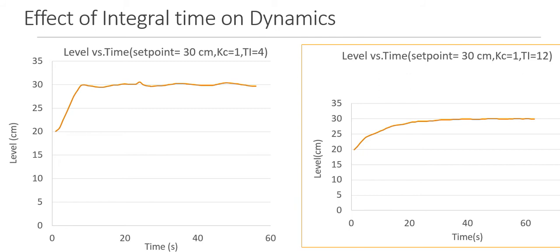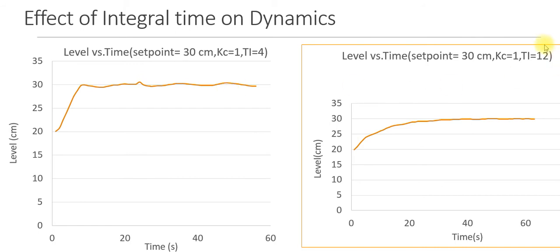Next, the effect of integral time on dynamics. So I have said that you can remove the oscillation by using a very high value of integral time, but the disadvantage in that case is the response gets slower, sluggish. And here is one of the data processed by our student. Set point is changed from 20 to 30. This is tau I equal to 4, and it reaches the new set point in a reasonable time, and there is a small oscillation.